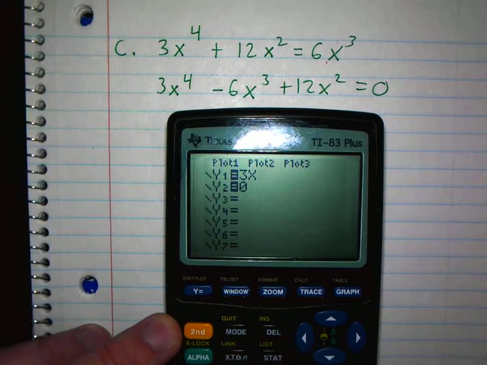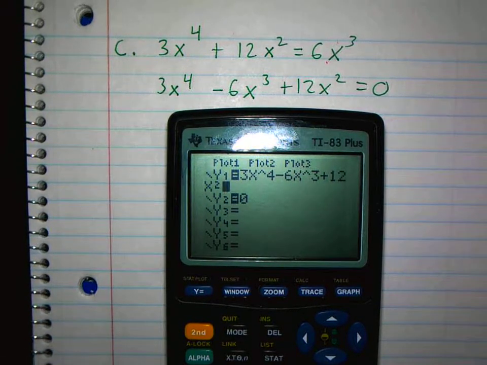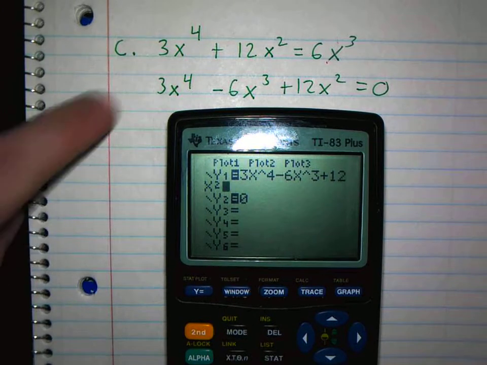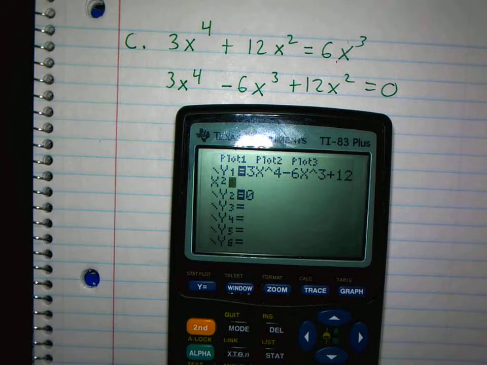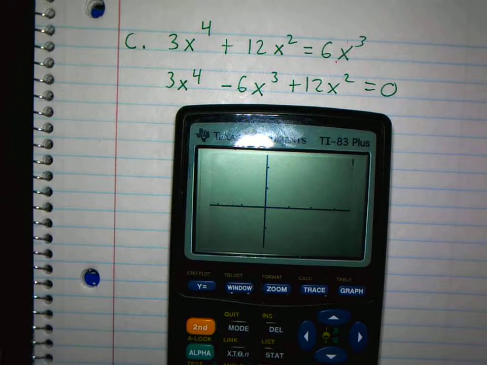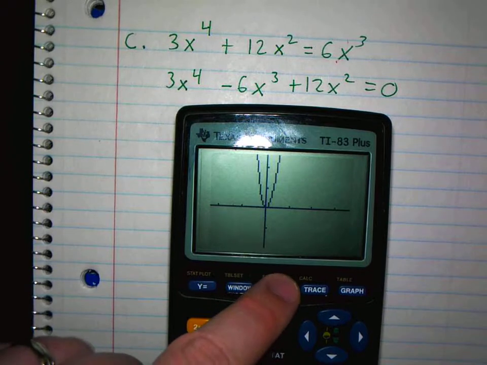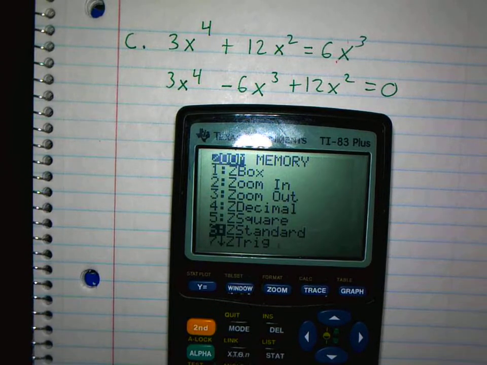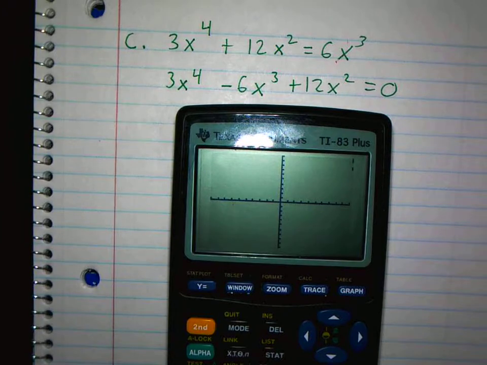Three x to the fourth minus 6x cubed plus 12x squared. Yeah, it's going to be up and up because all evens are either up, right? Now keep in mind that I zoomed out earlier. So if I wanted to see this between negative 10 and 10, I would do zoom standard. Looks like it crosses at 0.